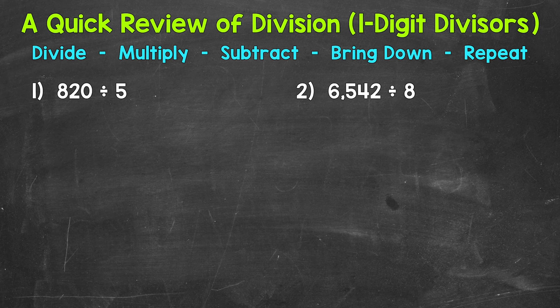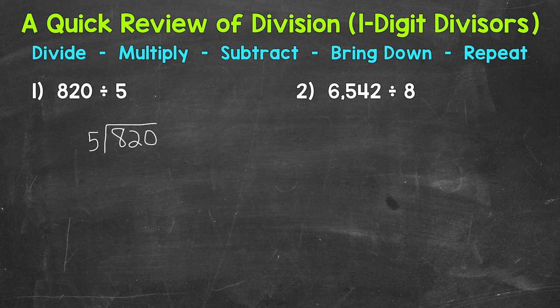Let's jump into number one, where we have 820 divided by 5. Now, the first thing that we're going to do, we're going to rewrite this problem. 820 is the number being divided, so it's going to go under the division bar. The number being divided is called the dividend. So 820 is our dividend for number one, and we can put it under our division bar. Now we're dividing by 5. The number we divide by is called the divisor. So we have 5 on the outside.